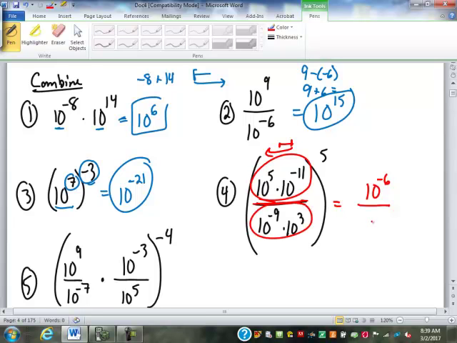Then we do what's on bottom. 10 to the negative 9 times 10 to the third. What do we do with the powers again? Add them. Negative 9 plus 3. So you got negative 9, positive 3. Negative 6.